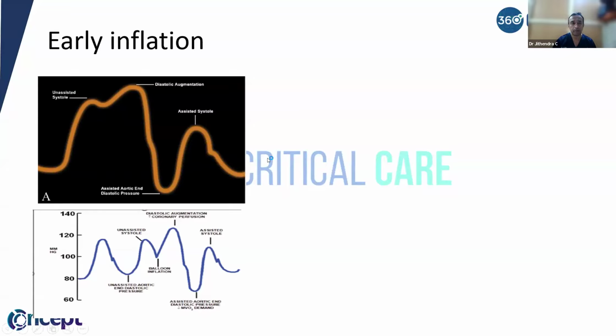Okay. So what next comes, how do you say it is early inflation? What are the parameters which are happening? Mainly they're asking you about what is happening to diastolic augmentation, and what is happening to the aortic end diastolic pressure. And because of this, what is happening? So what are the hemodynamic effects? These are the two things. First, they'll ask you to identify the timing abnormality. Next, they'll ask you what are the hemodynamic effects of it.